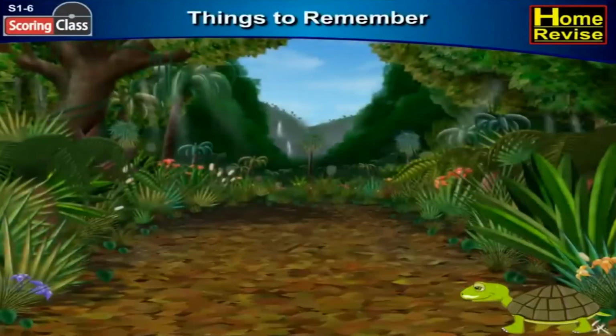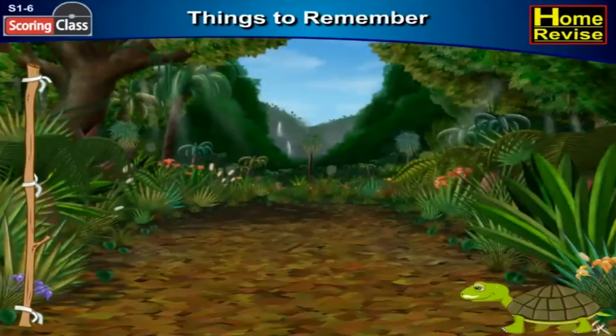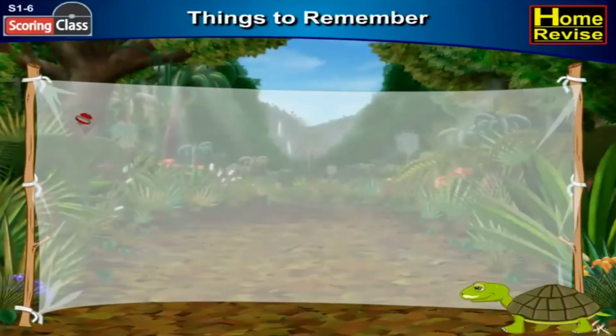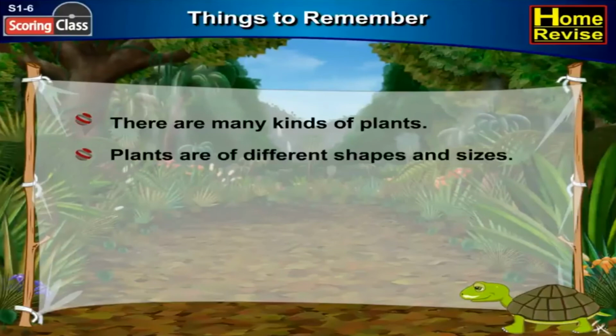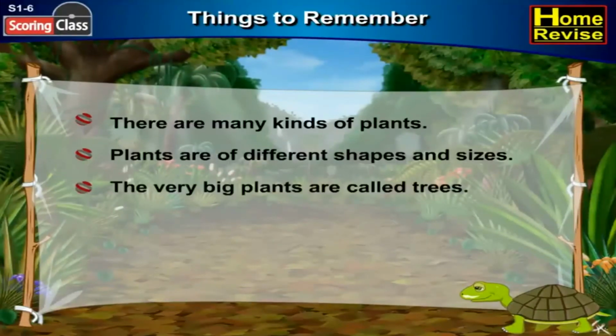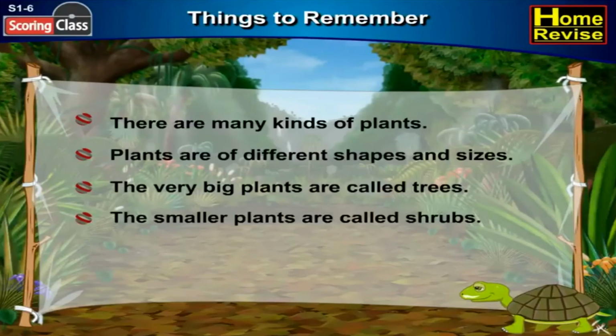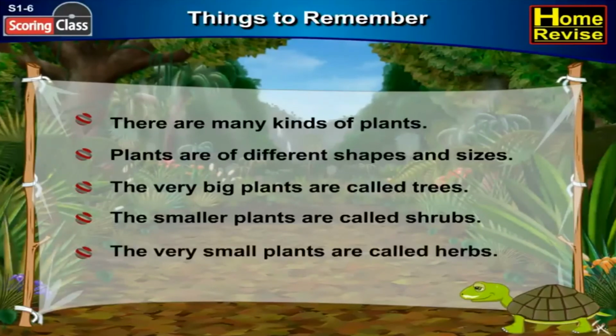Things to remember. Here are some important things we learned in the lesson. First, there are many kinds of plants. Second, plants are of different shapes and sizes. Third, the very big plants are called trees. Fourth, the smaller plants are called shrubs. Fifth, the very small plants are called herbs.